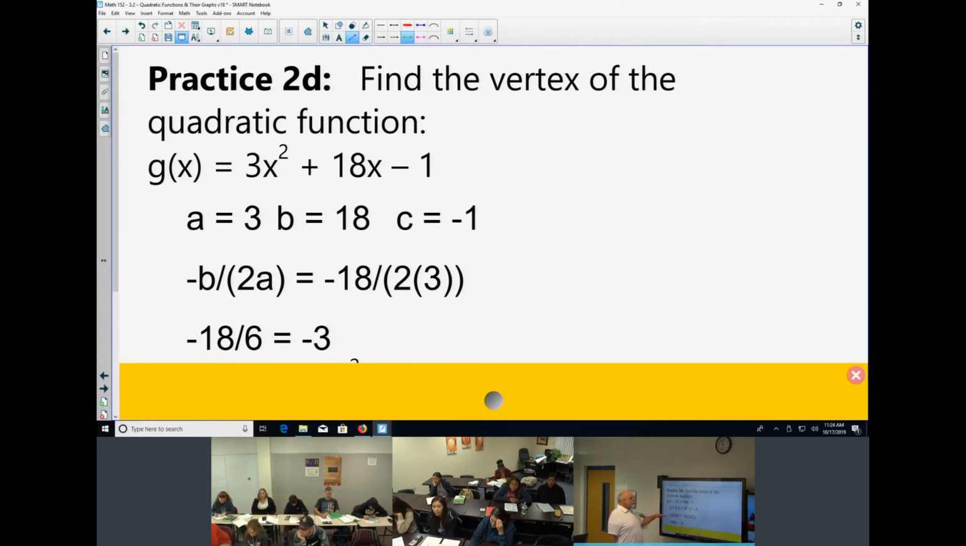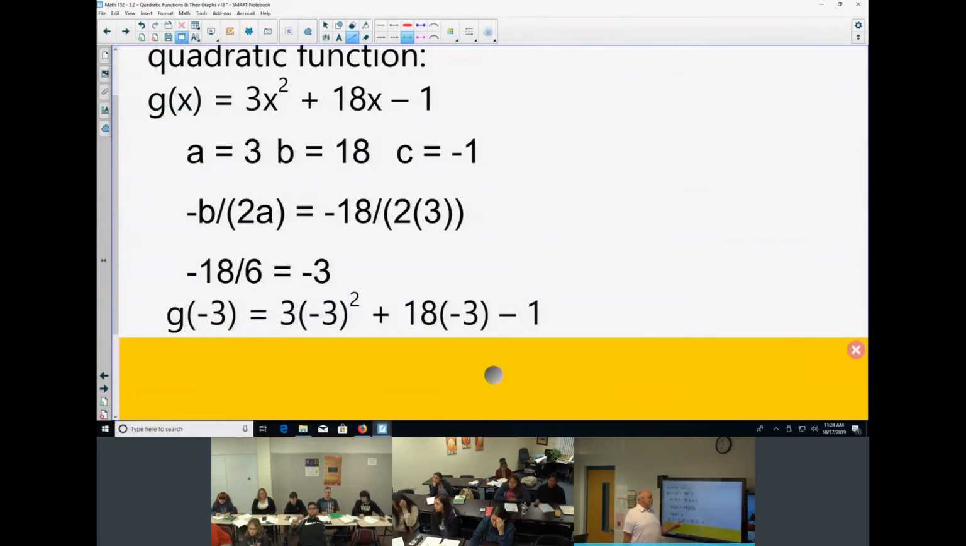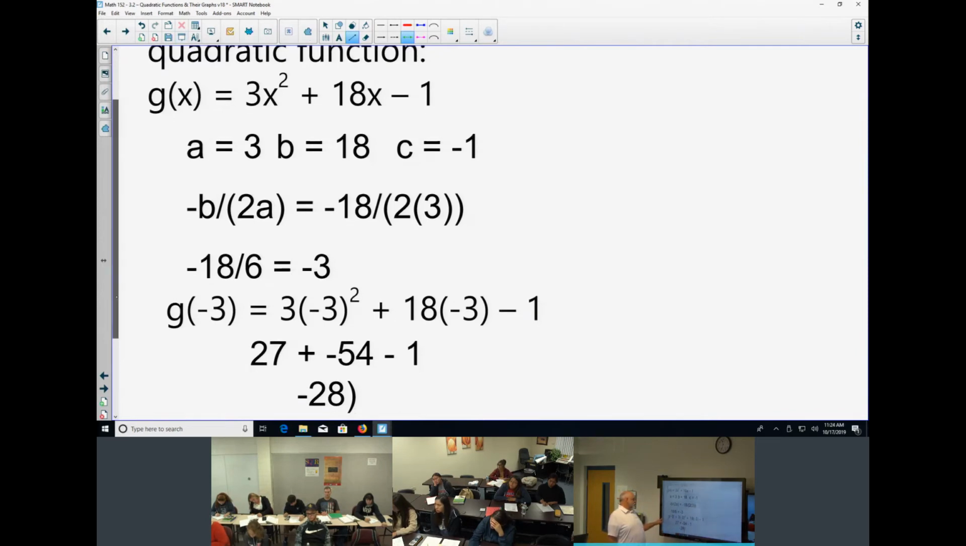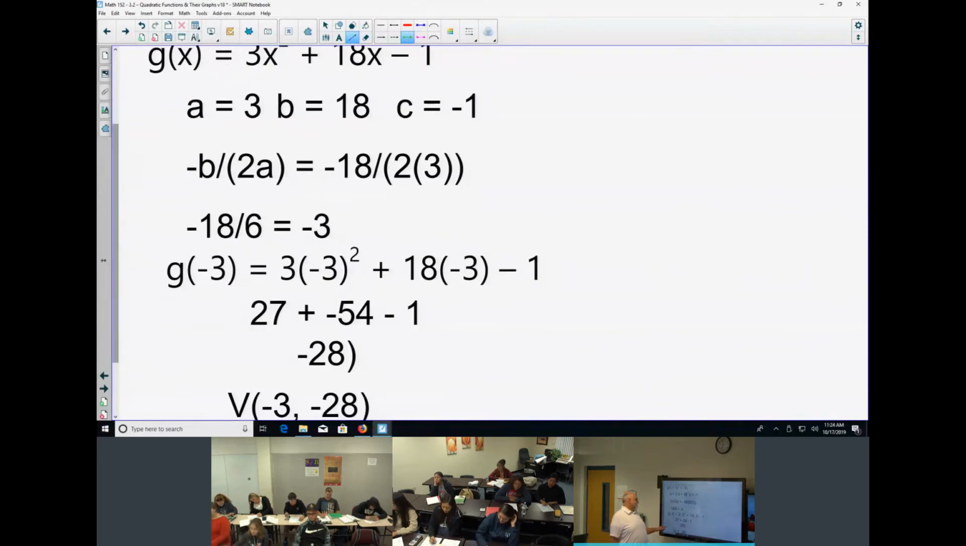All right, then you find the g of -3 by plugging -3 into the original function. So that's 3 times -3 squared plus 18 times -3 minus 1. And so then that would be 27 plus -54 minus 1, which is -28. Okay. So then the vertex is -3, -28.